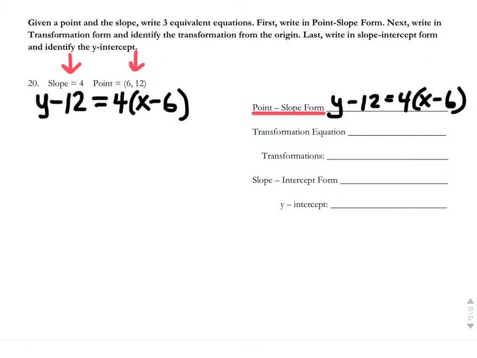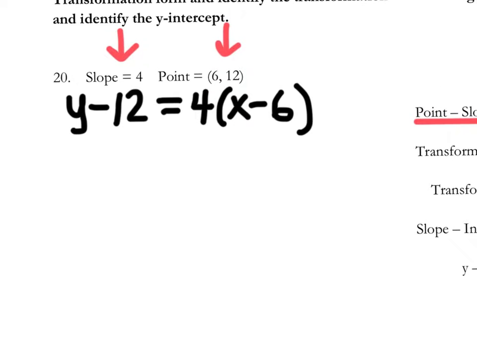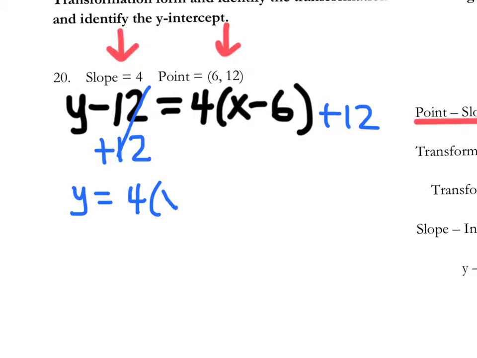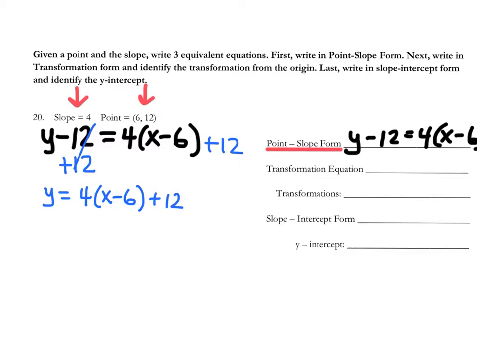The next thing it asks me for is the transformation equation. So to get the transformation equation, guys, all we need to do is get y by itself first. So I'm just going to add over that 12. So I get y equals 4 parentheses x minus 6 plus 12. And that's my transformation equation.